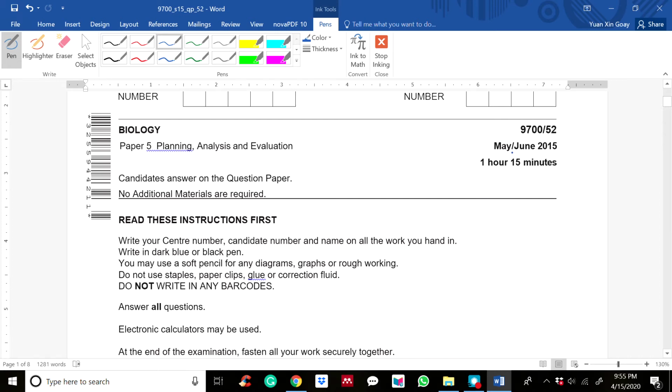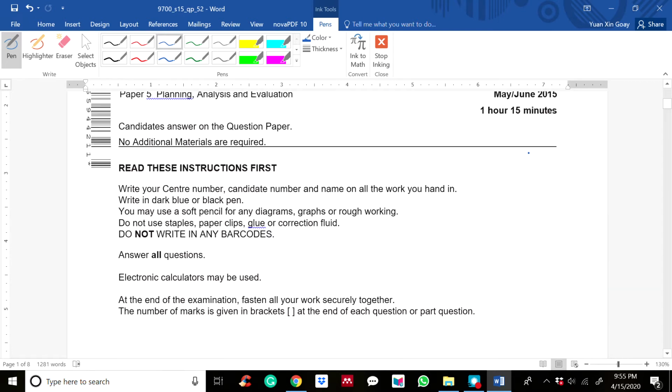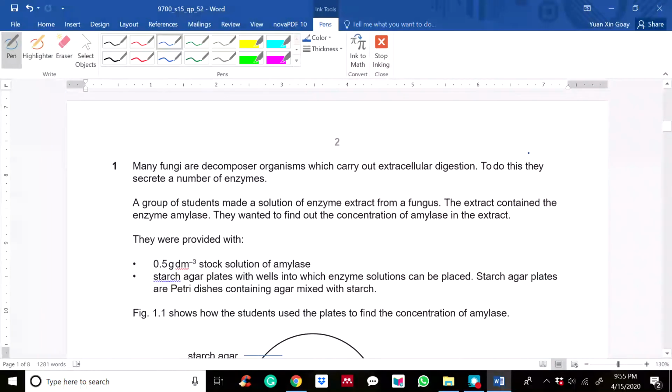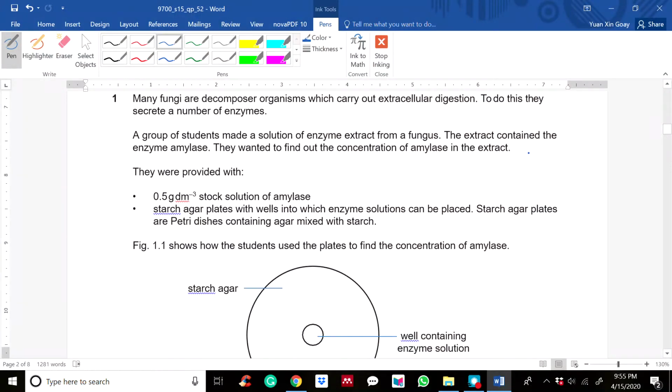Let's look into paper 52, May-June 2015. Question 1.